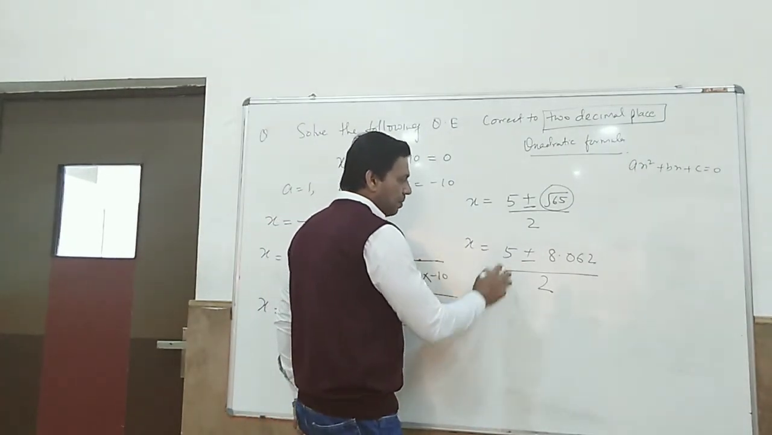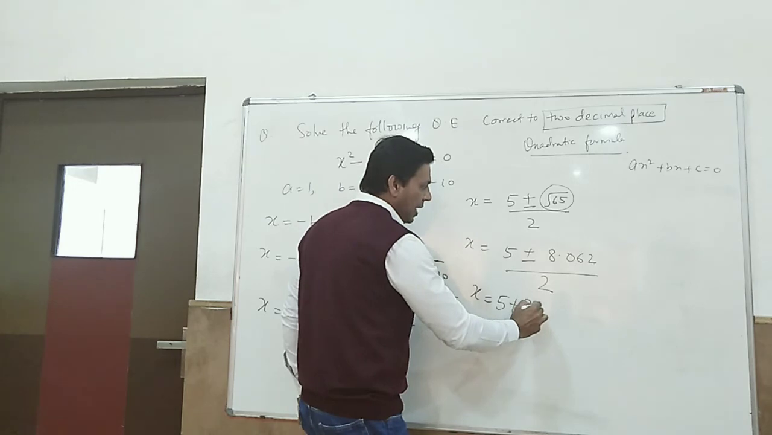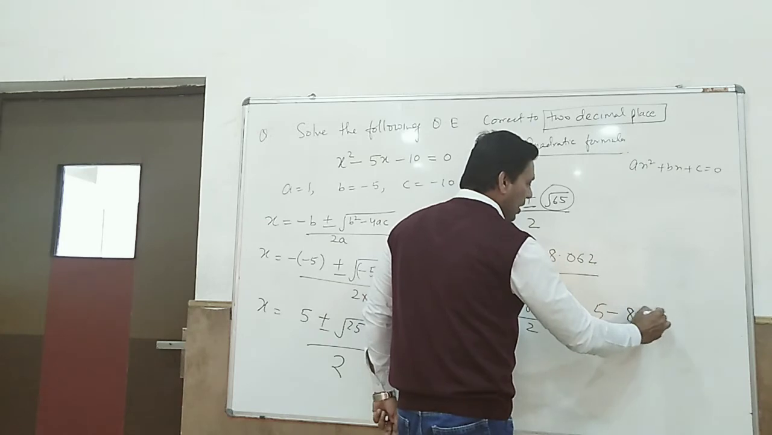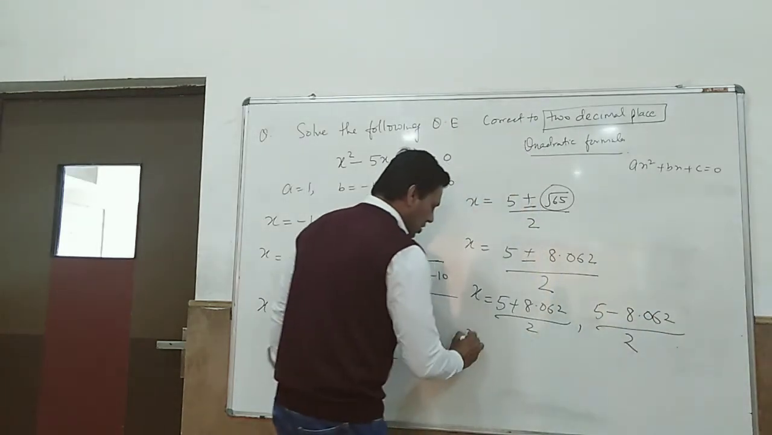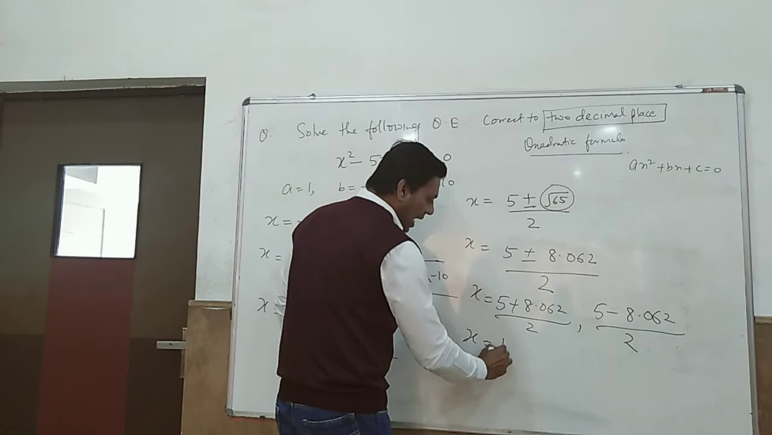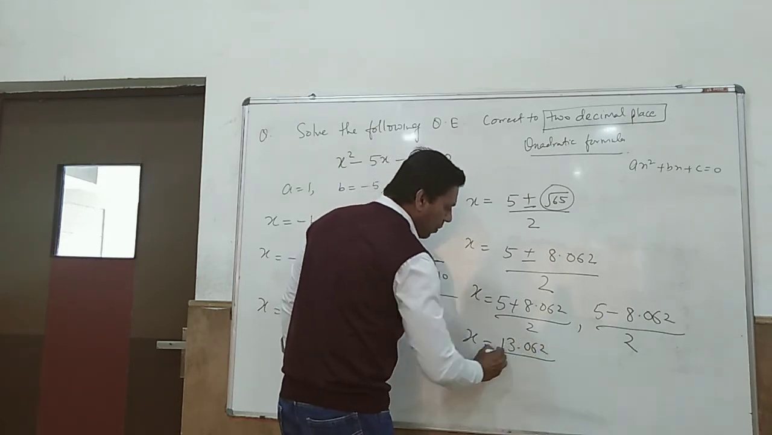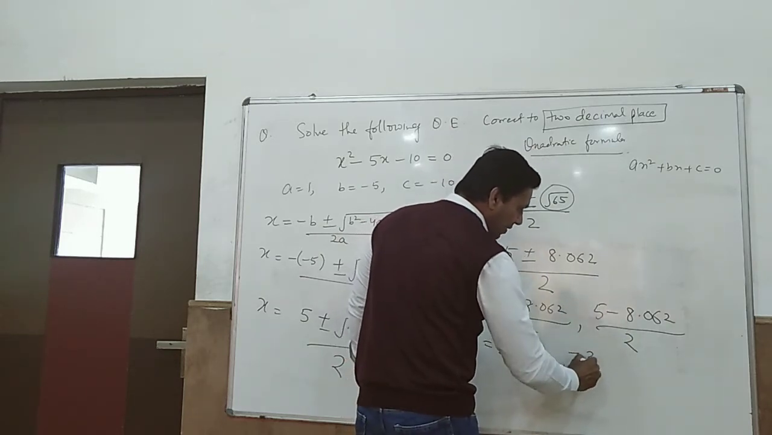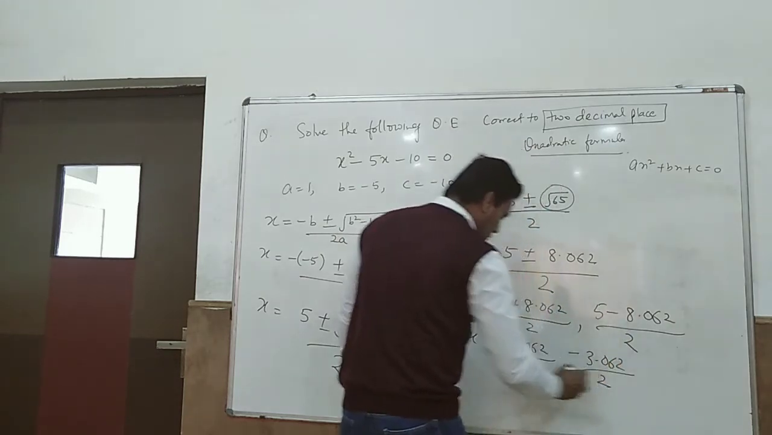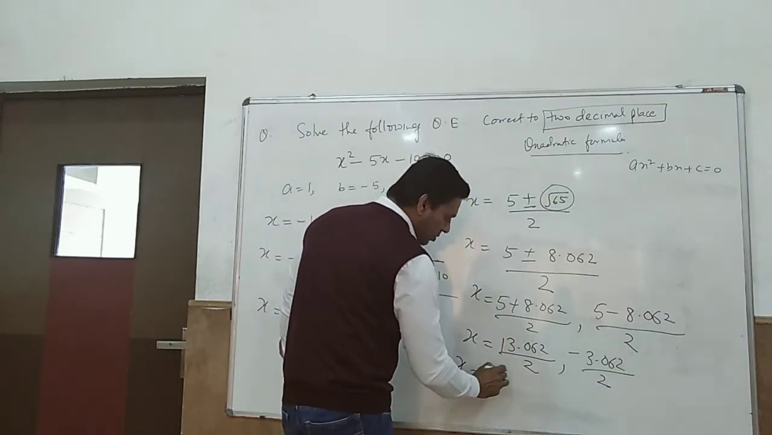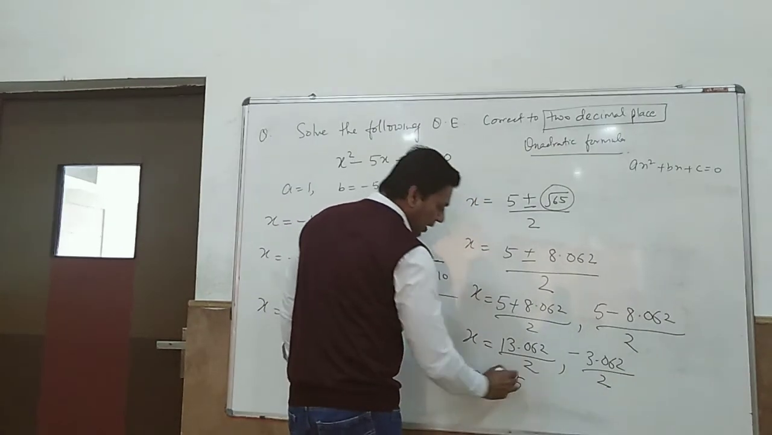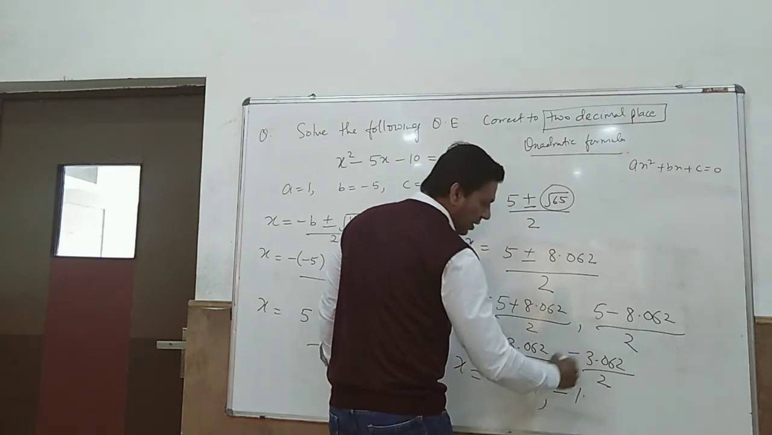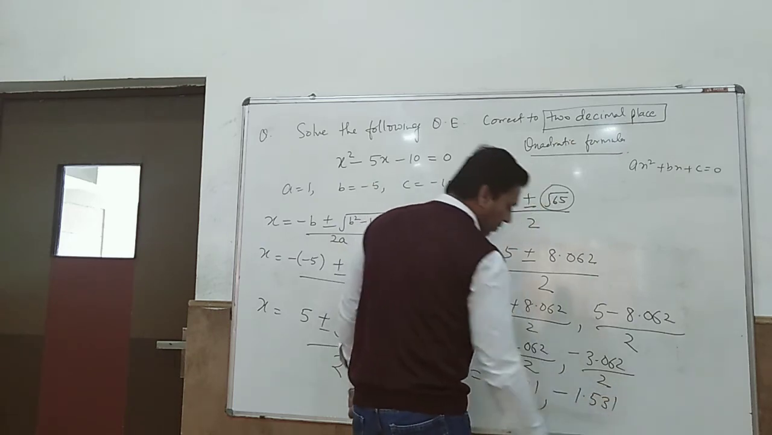So we have two options: 5 plus 8.062 upon 2, and another option is 5 minus 8.062 upon 2. So x is equal to, adding, 13.062 upon 2, and subtracting, 5 minus 8.062 gives negative 3.062 upon 2. Now we can divide them to get 6.531 and minus 1.531.